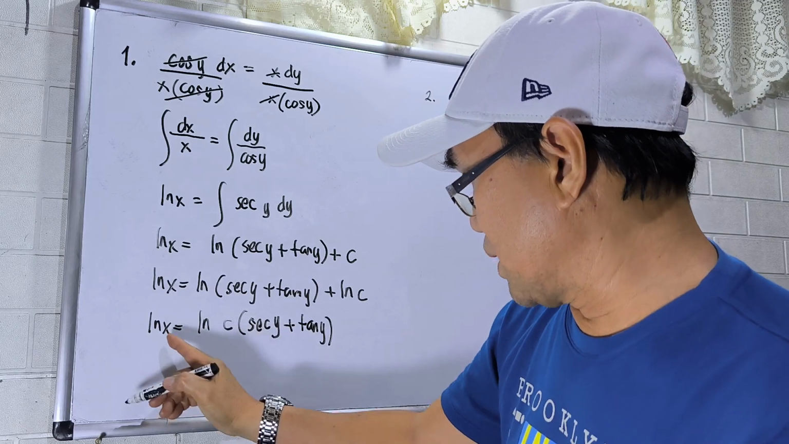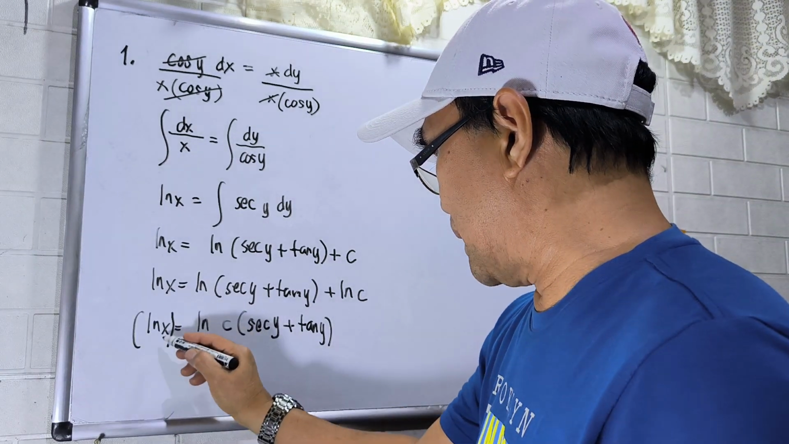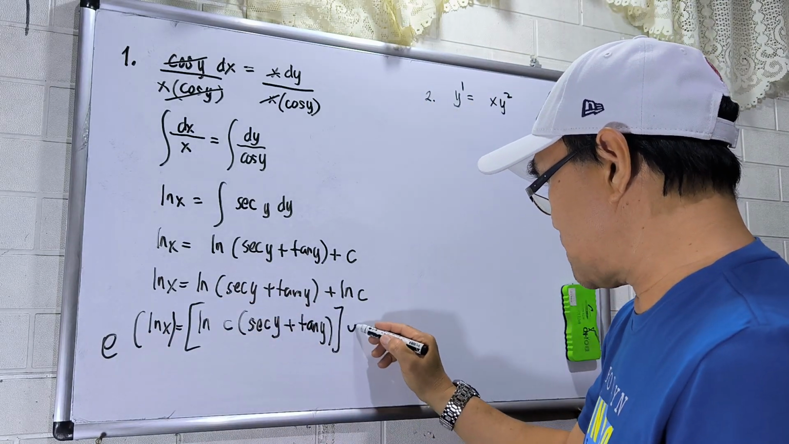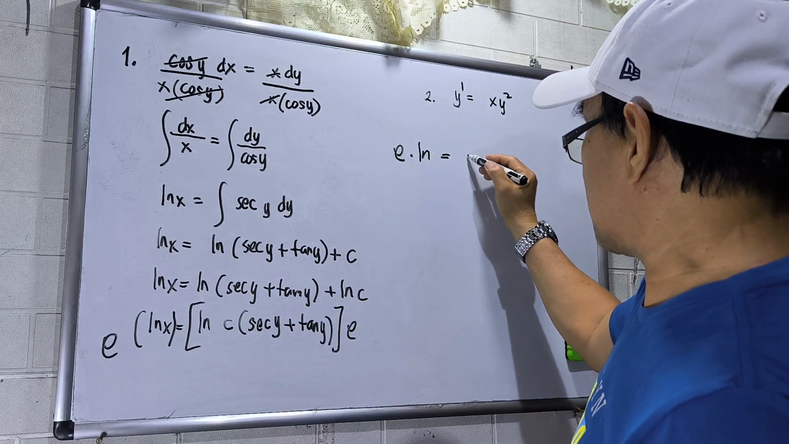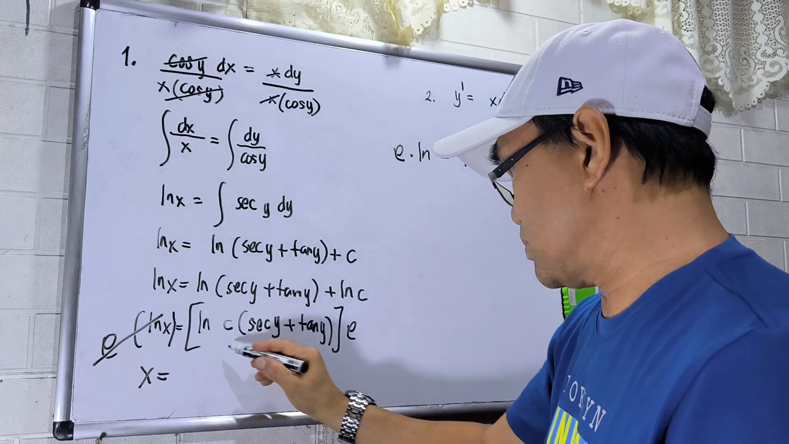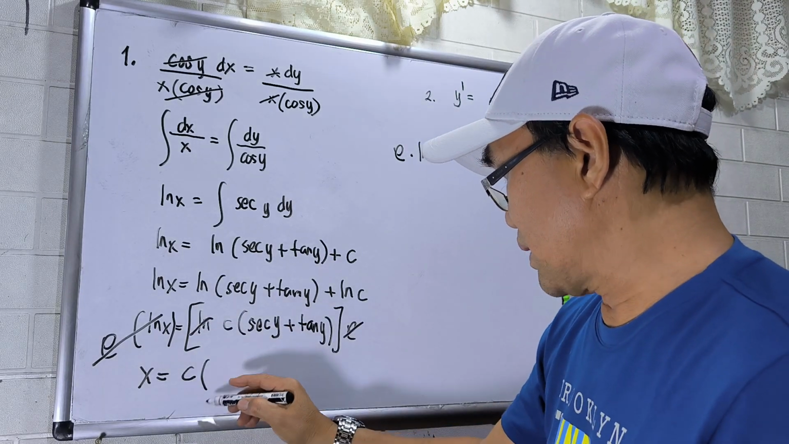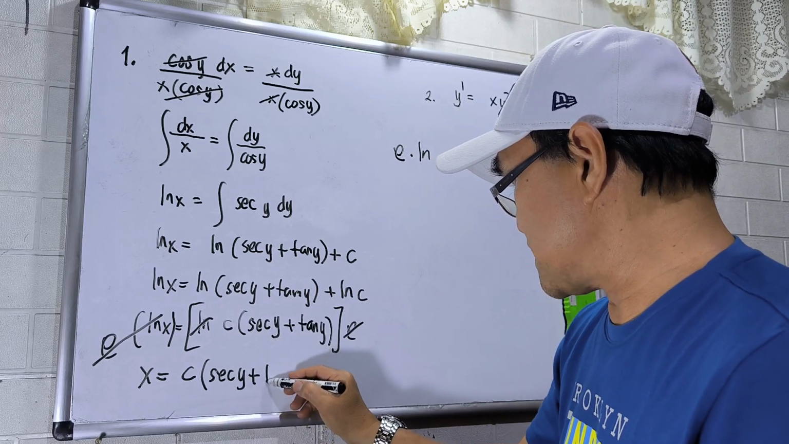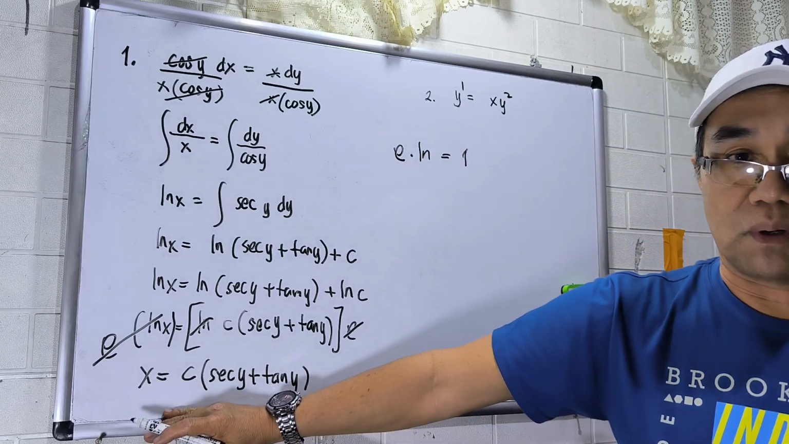So to remove the ln or natural logarithm, just multiply by exponential. This will be multiplied by exponential. So we know that e to the ln is 1. So this will be crossed out. So I have now x is equal to, this will be crossed out. So this will be x is equal to c, in parentheses, secant y plus tangent y. So this is my answer for number 1.